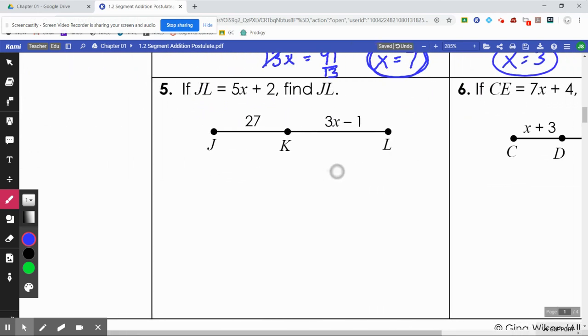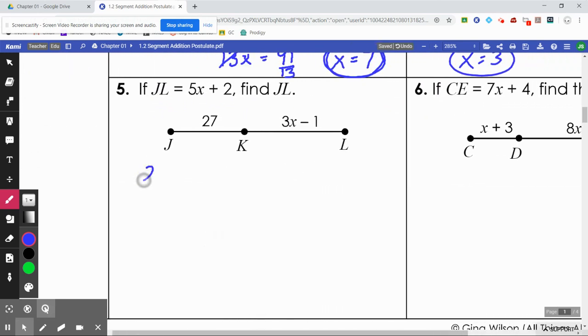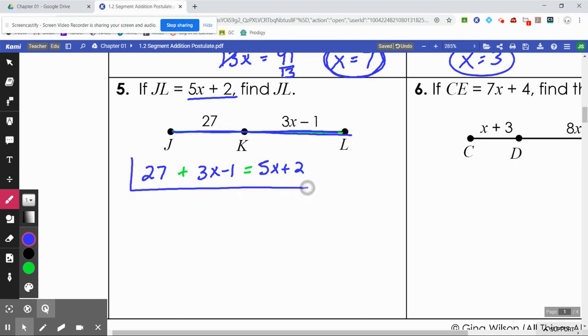Number 5. JK and KL, when you add them together, this line segment plus this line segment, it will equal the whole line segment, which is JL, which they give you up here. This line segment plus this line segment will equal the whole line segment. That is the segment addition postulate. That's what I have here in this equation.